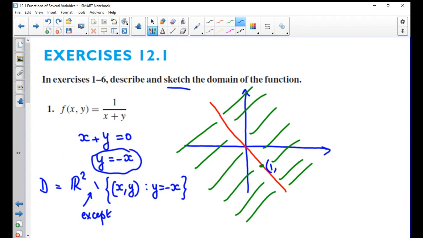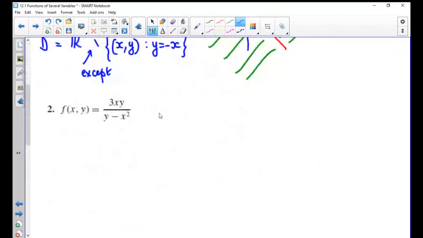1, minus 1. Now, if you try to find f of 1, minus 1, it will give you 1 over 0. So it doesn't exist. That means the points on this red line, basically, you cannot find f there.